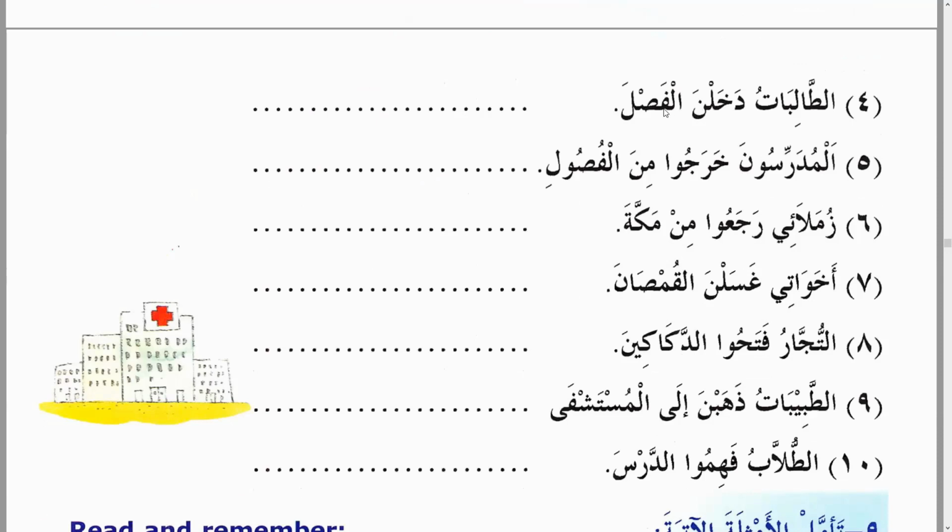At-talibatu dakhalna al-fasla. The girls entered. So here it is plural, right? Dakhalna. It's plural. So what you have to do is you have to bring this first. We have to make it into a verbal sentence because this is a nominal sentence, right? Starting with a noun. You have to make a verbal sentence. So at-talibatu dakhalna al-fasla. But this is feminine, so I cannot say dakhala. I have to say dakhalat.